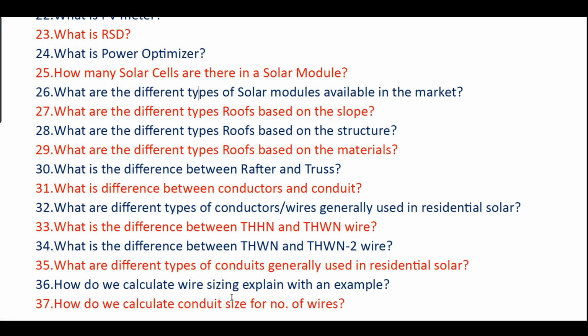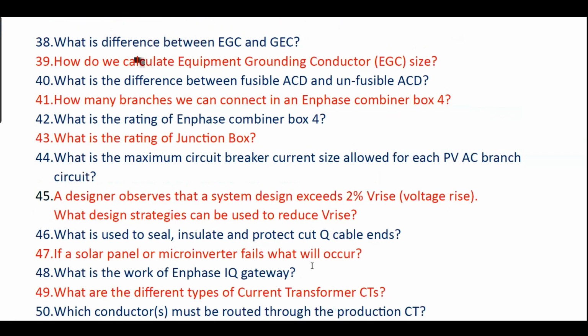How do we calculate wire sizing? Explain with an example. And how do we calculate conduit size for a number of wires? And what is the difference between EGC and GEC? How do we calculate the equipment grounding conductor, EGC size?